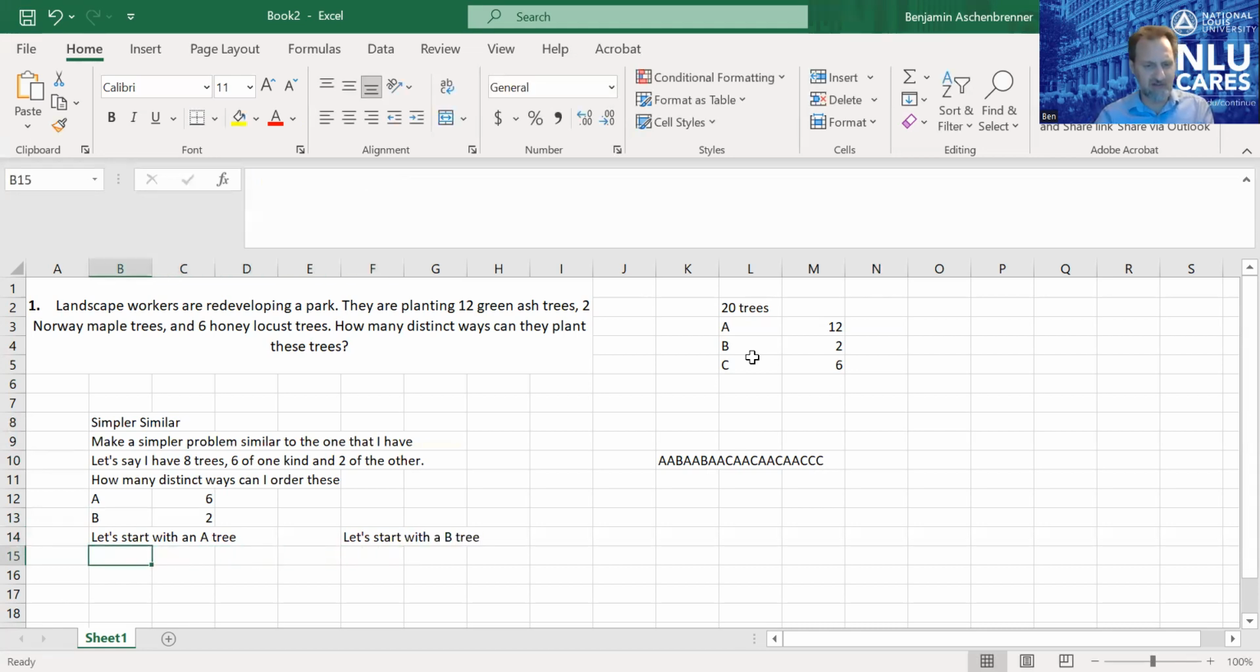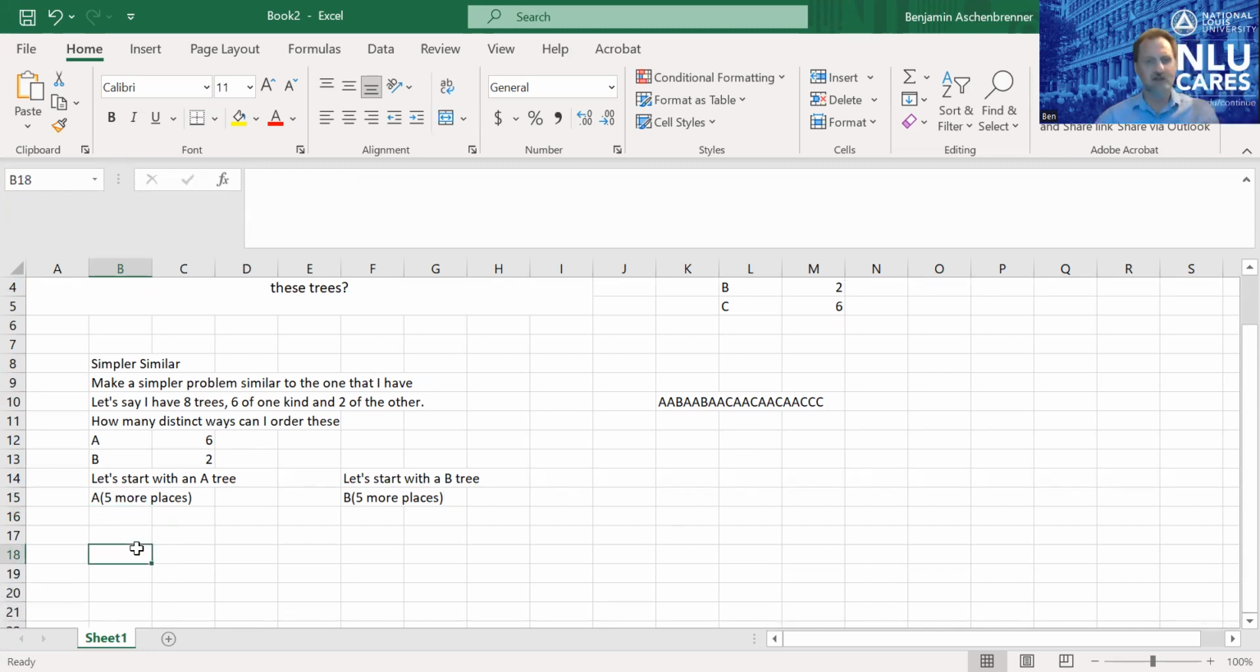So from the A tree, I have 5 more places, A and 5 more places. And here I have B and 5 more places. And at this point now, this kind of breaks into a sub problem, which is, oh no, I'm sorry, 7 more places. And this is B and then 7 more places or trees. But this one is easier because there's 1 B left and there's 7 places. So there's 7 different ways that could happen. So I'm saying this particular branch here would have 7 ways of doing it.